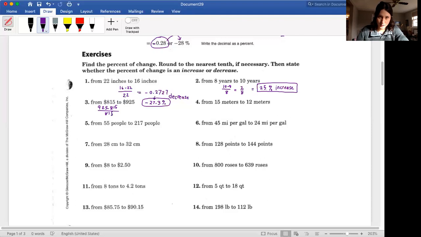And we'll do 925 minus 815, divide by 815. And that's 0.1349. So I'm going to write this as 13.5%, and it's an increase.